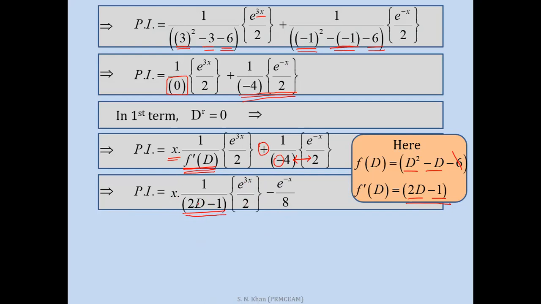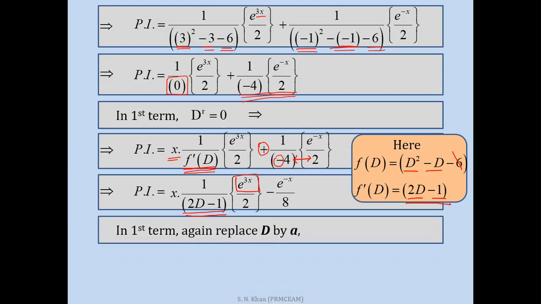सो लेट्स टेक द फंक्शन. फंक्शन it is again exponential e to the power 3x/2. वैल्यू ऑफ a is here 3/2. सो अगेन इन फर्स्ट टर्म रिप्लेस D बाय a. फर्स्ट टर्म के अंदर फिर से हमें केस नंबर 1 यूज करना है, and by using case number 1 we have to replace D by a. वैल्यू ऑफ a for first term it is 3/2. तो अभी हमें यहाँ पे ऑपरेटर में D equal to 3/2 पुट करना है.